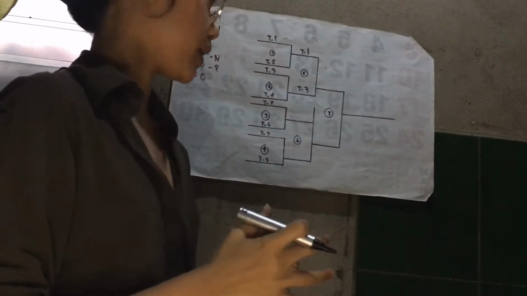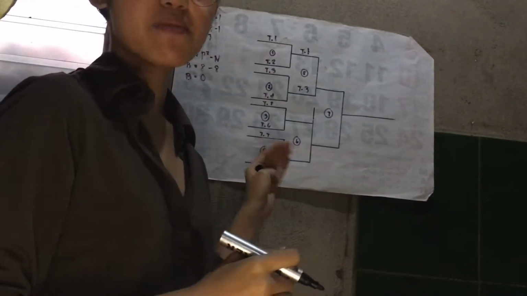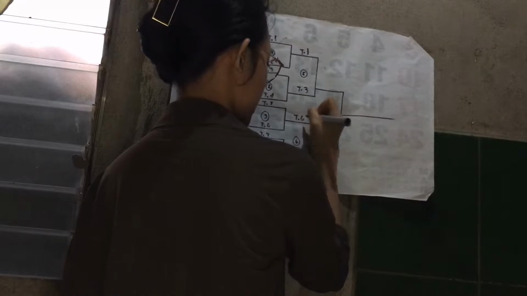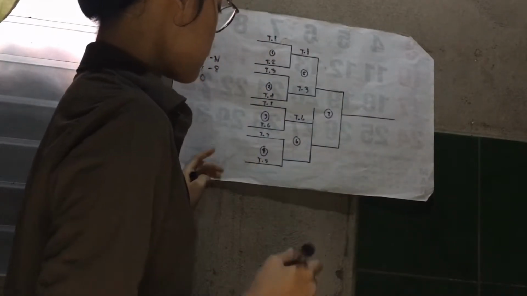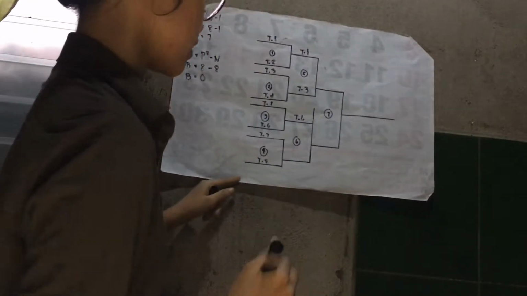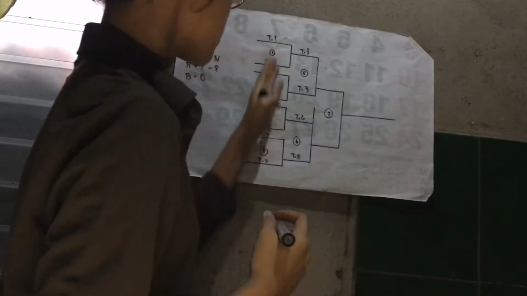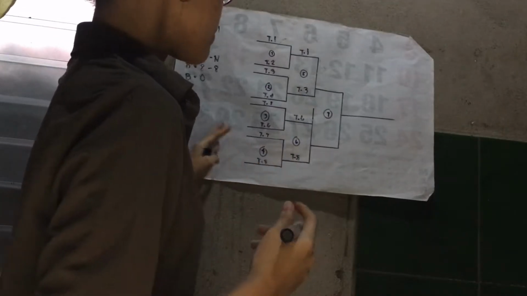And for our third game, we have a Team 5 versus Team 6. Let's say that Team 6 win this game. And for the fourth game, we have Team 7 versus Team 8. Let's say that the Team 8 win this game. So now we have here all the winners.